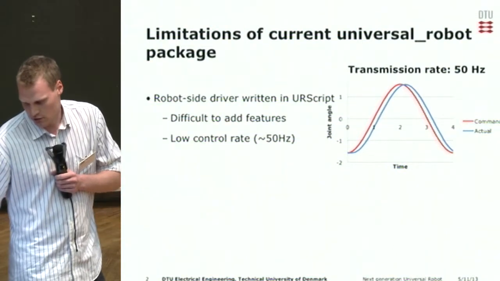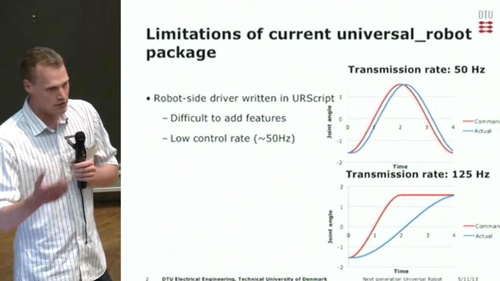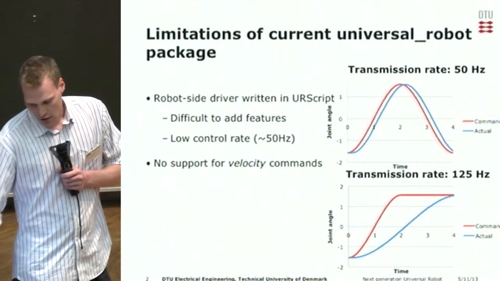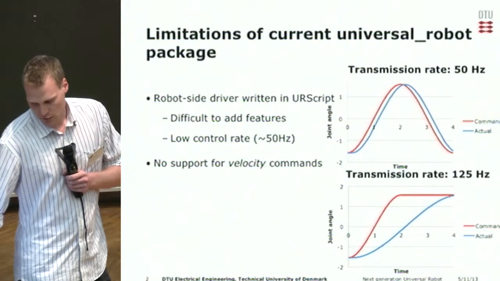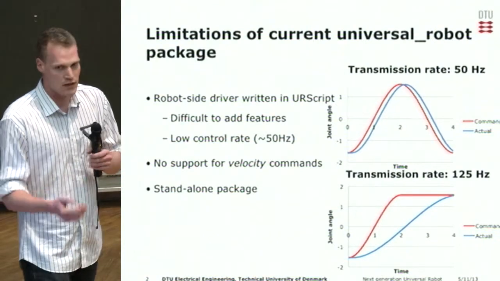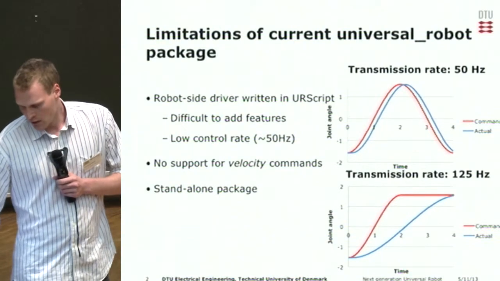If we try to increase the transmission rate, this is what happens. So the UR script can't read data fast enough from the socket. Another problem is that it doesn't support velocity commands, and it's a standalone package, meaning that we have to have a dedicated person to maintain it.